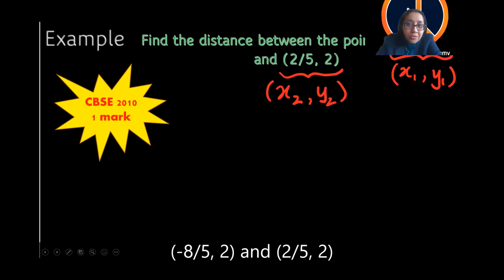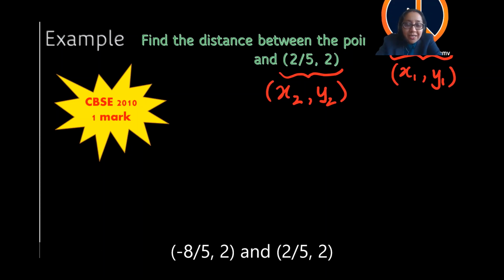You can do it vice versa also. You need not always choose the first point as x1, y1. If you consider the second point as x1, y1, then you can consider the other one as x2, y2. Nothing is a problem. Why is nothing a problem? Because it is a square. The square of a negative and the square of a positive is always positive, right?